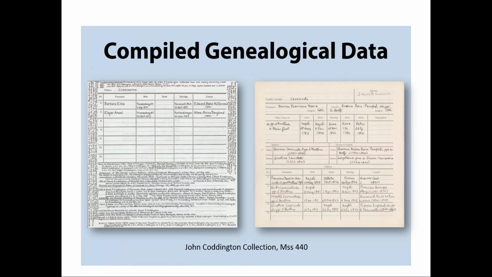The image on the left is the back of a family group sheet for Ansel Coddington. I chose this image because you can see all of the extracts from original primary sources written by Coddington along the edges. The image on the right is a family group sheet for an Italian family that Coddington researched.